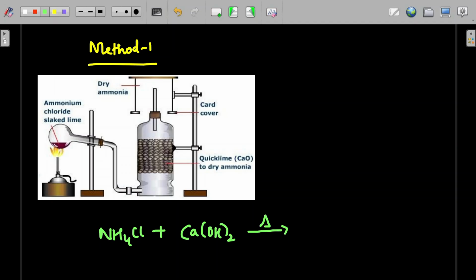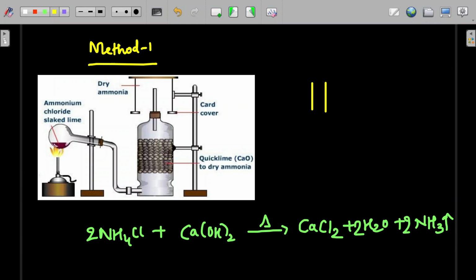Heating is necessary. At normal room temperature, the reaction will not take place. Also observe here the RB flask is not straight, it is in a slanting position. There is a reason for that, we will see. CaCl2, salt, water, and ammonia gas will be released. 2NH4Cl. Then how many NH3 do we have to write? 2NH3. Oxygen, how many are there? 2, so 2H2O. So here you can see the products contain water also.